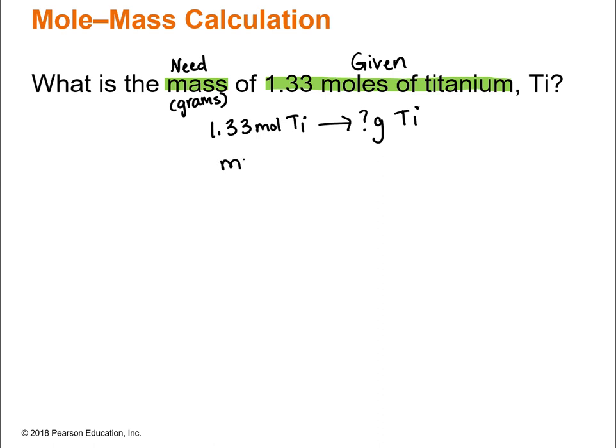We've got moles on one side and mass on the other. This is our second problem type, moles to mass. And that mass is usually in grams.